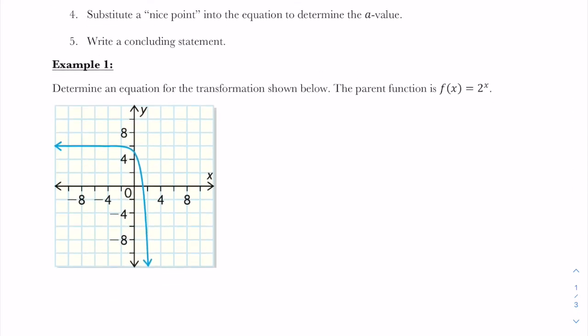Example 1, we're going to find the equation of the transformation shown below, and the parent function is 2 to the exponent x. So let's get started. We'll just write out the general transformation. Looking at the graph, it appears like the horizontal asymptote is roughly at y equals 6. So we're going to plug in the k value as well as the base into the function.